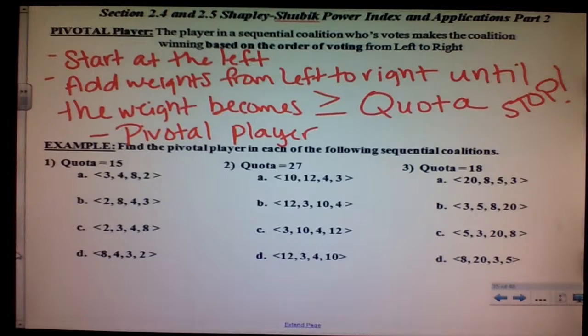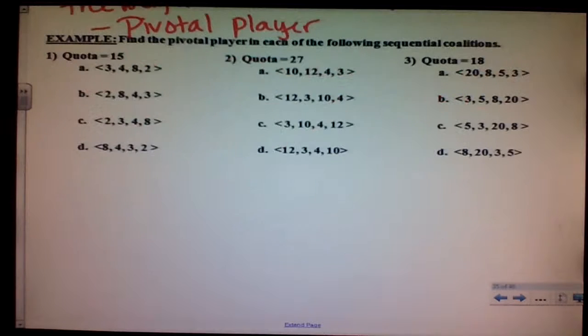Okay. Find the pivotal player of each of the following sequential coalitions. My quota is 15. So you're going to look at your sequential coalitions. These obviously are not all, these are just samples. You start with 3. That's not 15. So we move on. 3 and 4 together gives me 7. Still not enough. So now I'm at 7 and I'm putting in 8. That's 15. That's my pivotal player.